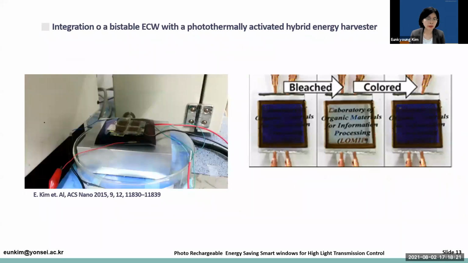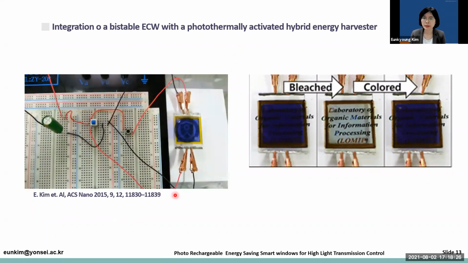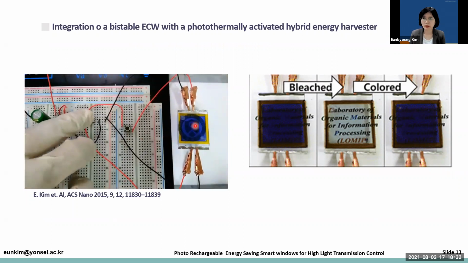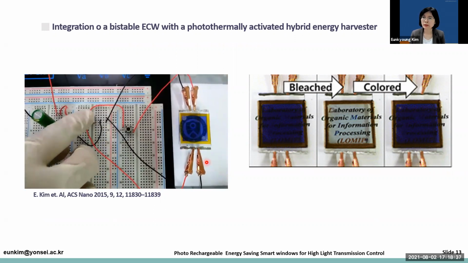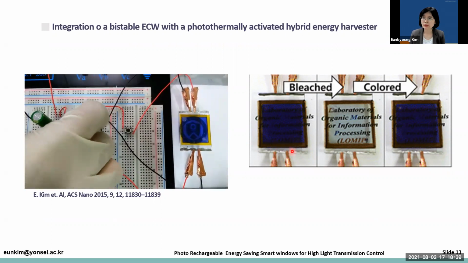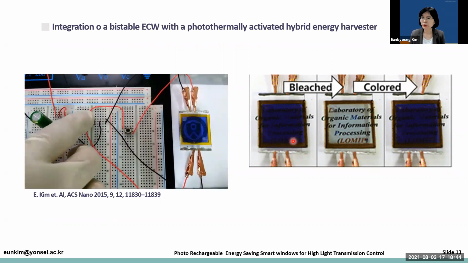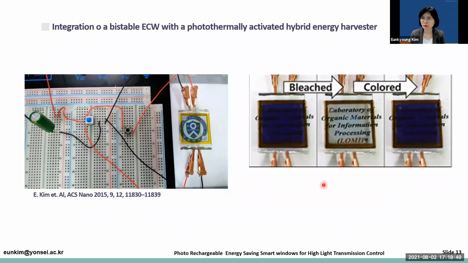Indeed, with one shot of this solar energy, it can operate this electrochromic window from colored to transparent state. And since this is an electrochromic window, it can sustain this colored state without supplying energy or voltage for this colored state or bleached state. So it's not necessary to supply any energy for the maintaining of this color. Only the energy is necessary to switch this state.